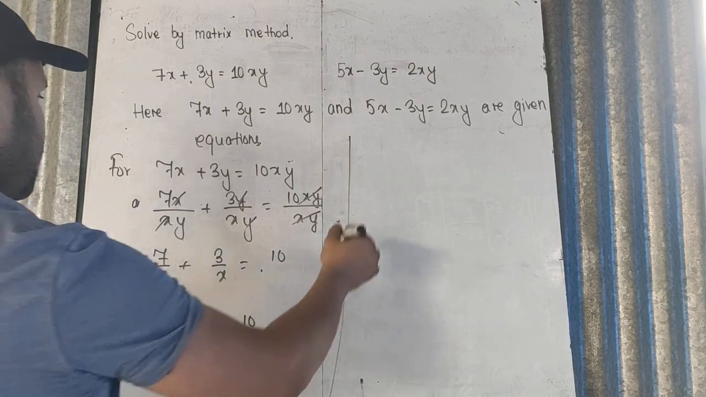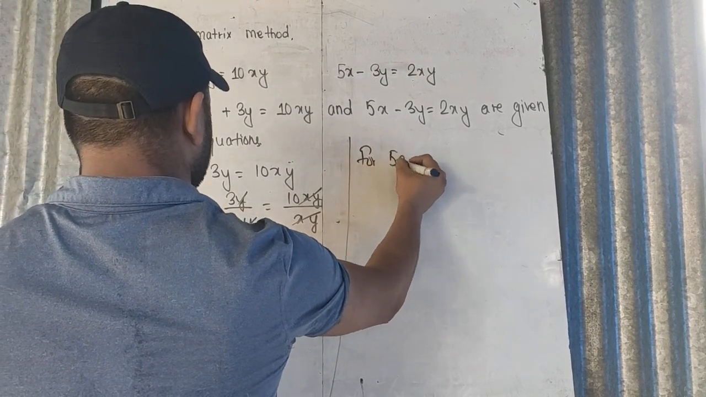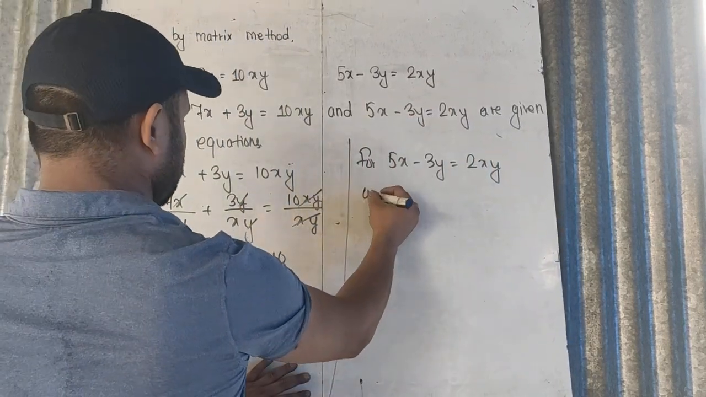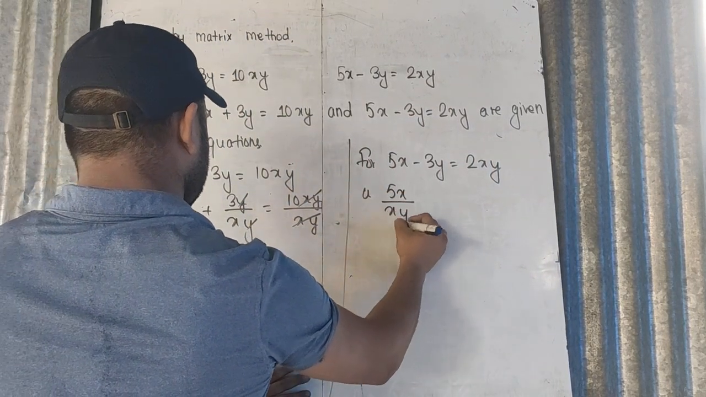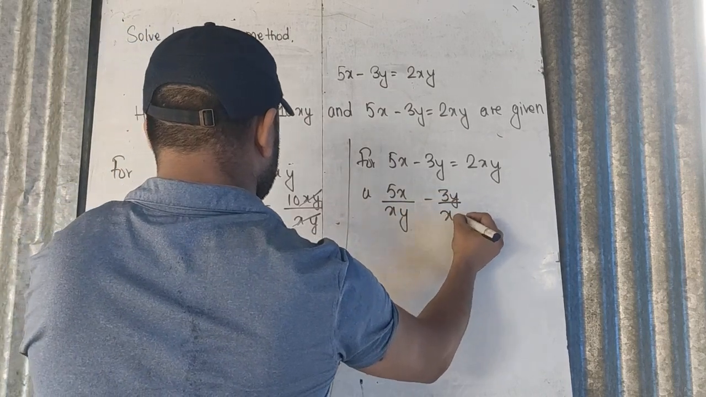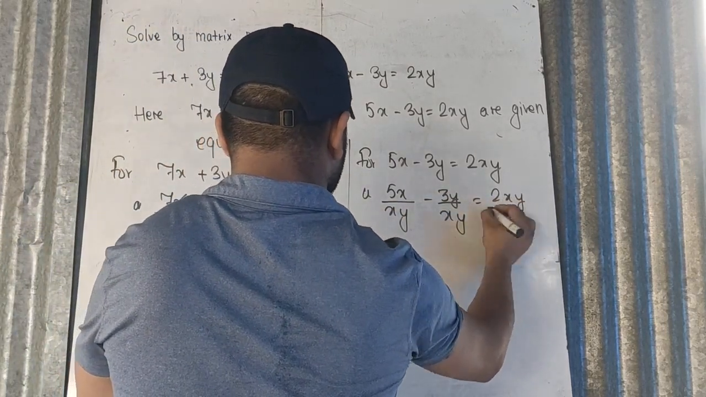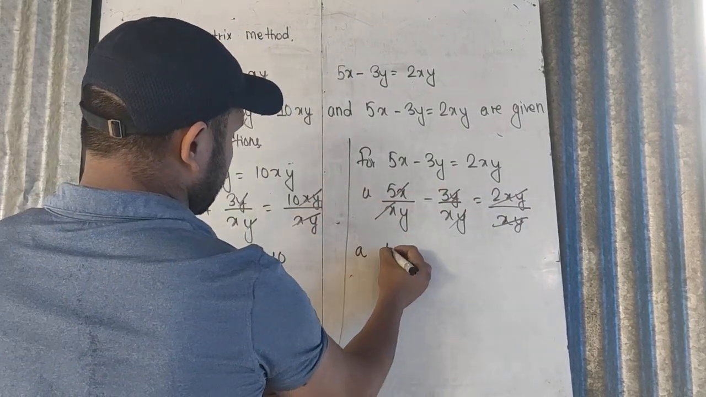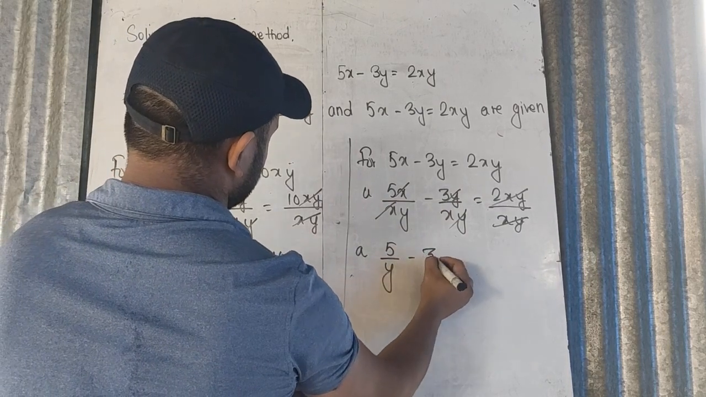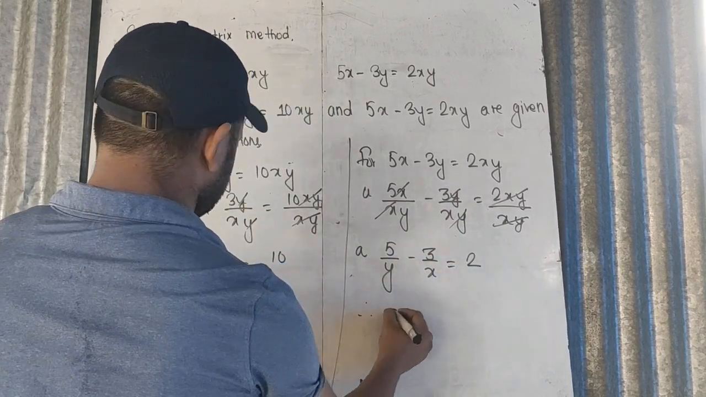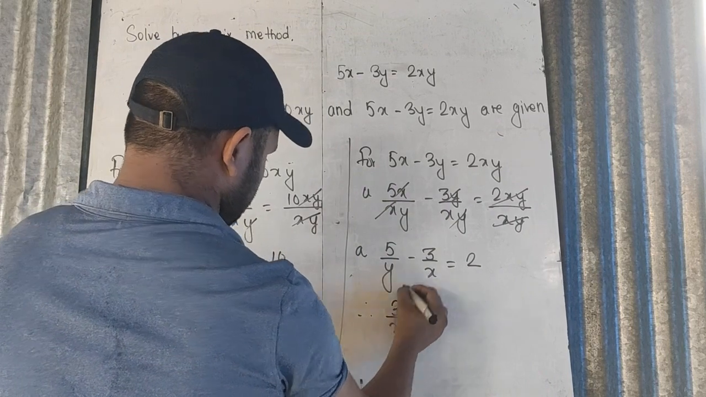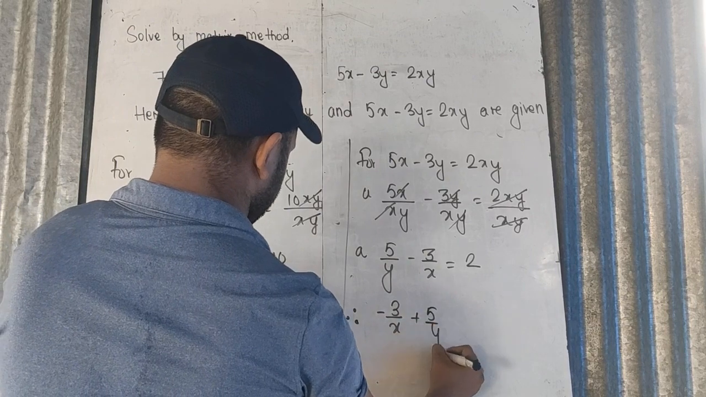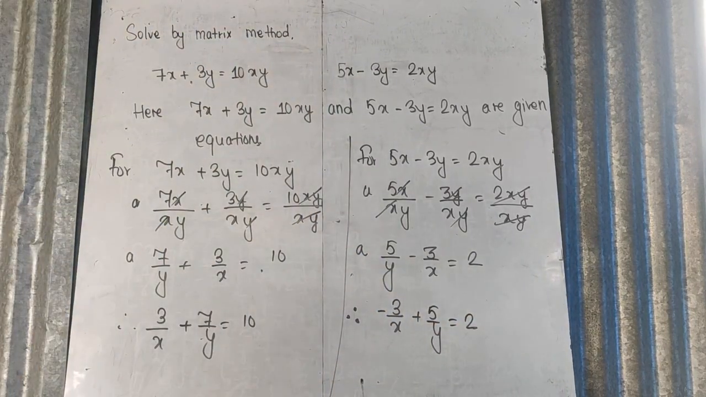Now for the second equation, 5x minus 3y equals to 2xy, or 5x by xy minus 3y by xy equals to 2xy by xy. Now we can cancel this xy. We can cancel x and x, and we can cancel y and y. So you have 5 by y minus 3 by x equals to 2. Writing this in order, minus 3 by x plus 5 by y equals to 2. Now we got these two equations.